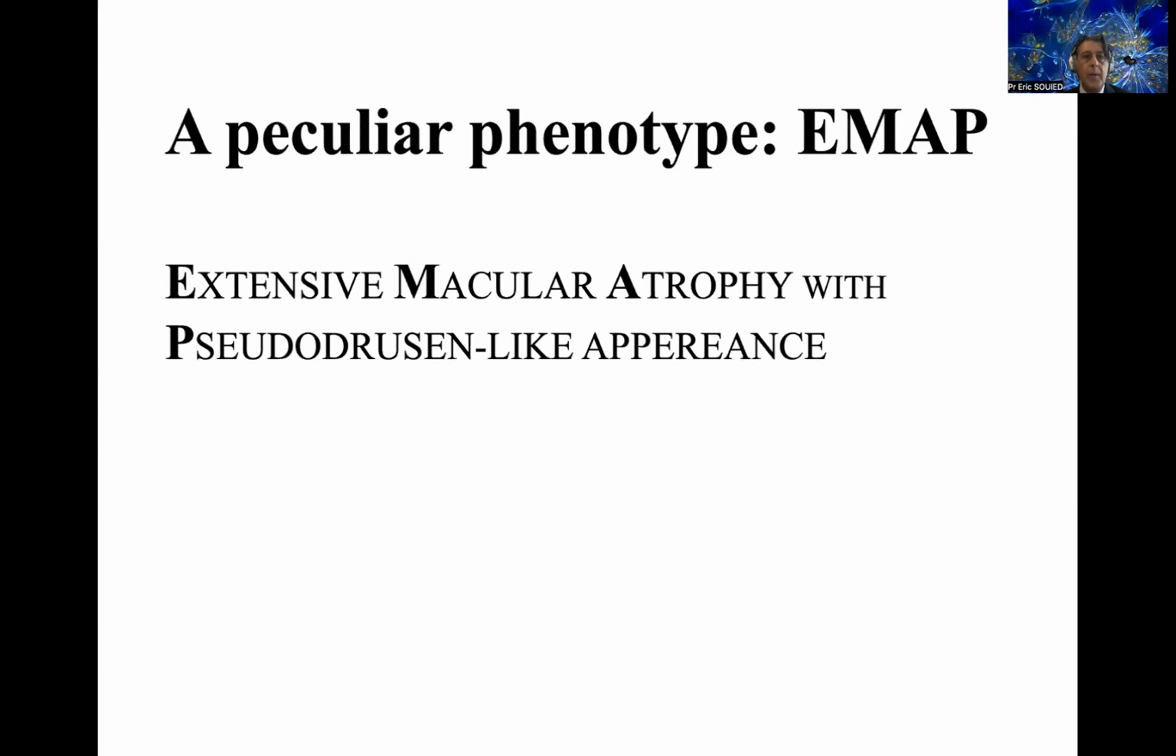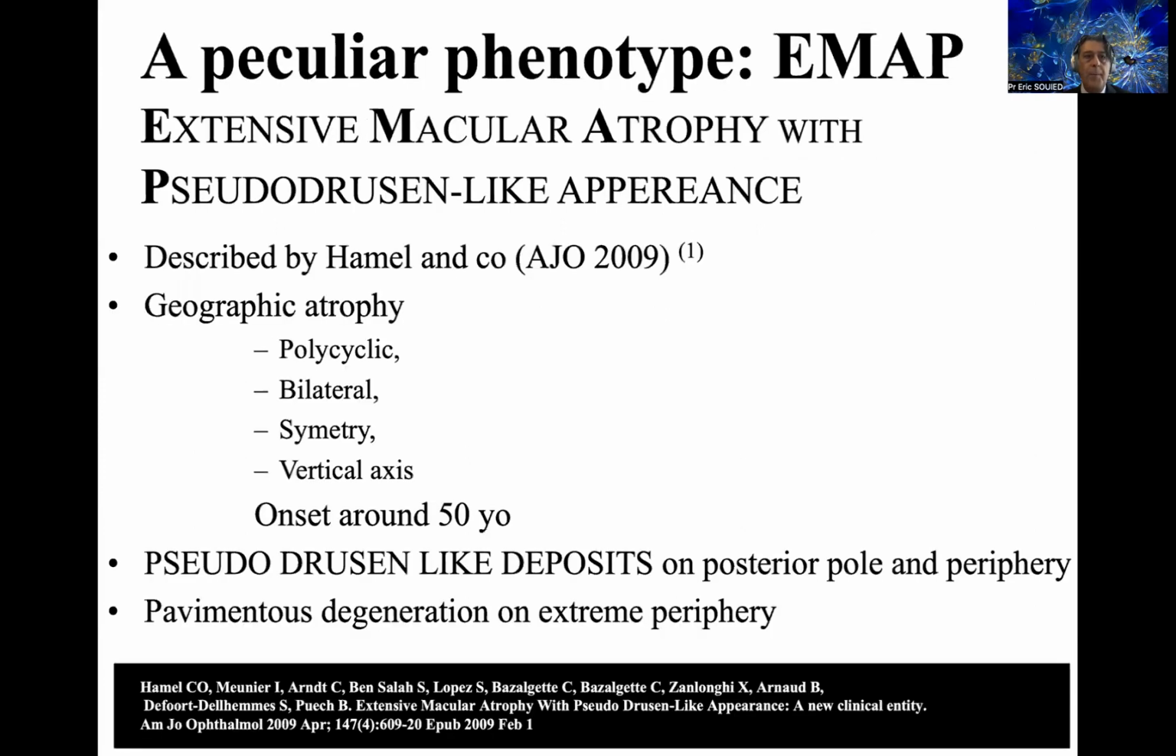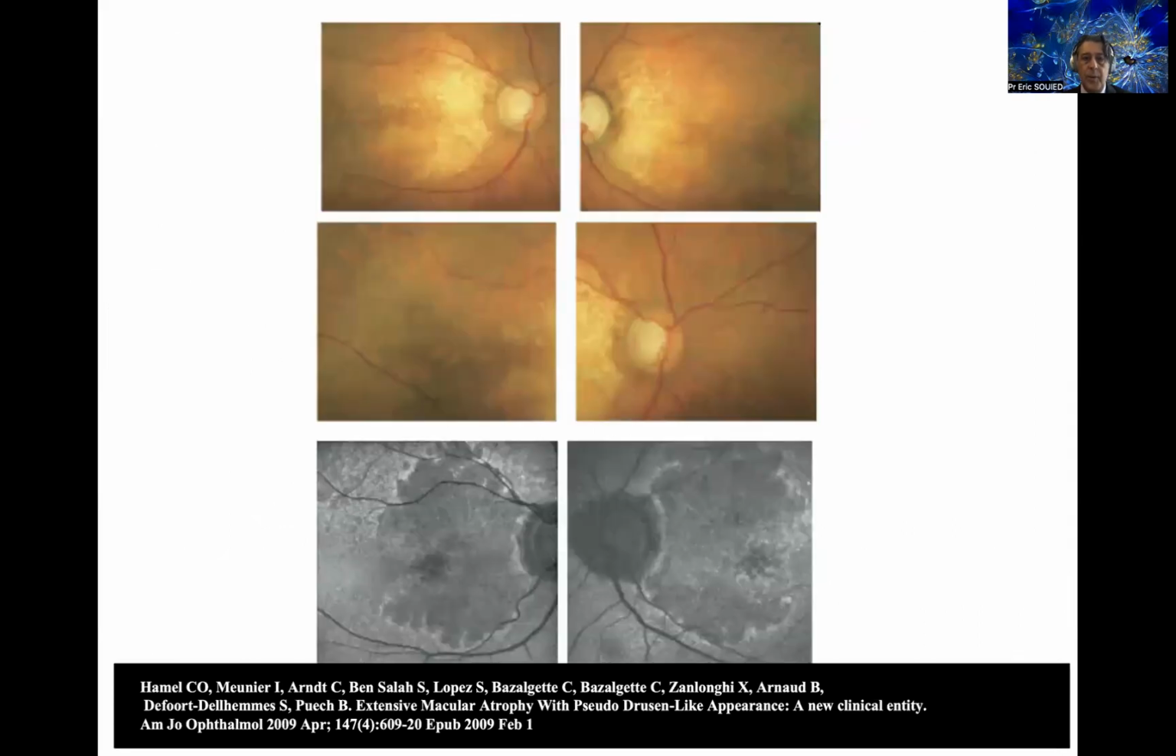We'll finish now with a peculiar phenotype, the EMAP, that was described by Amel some years ago. It's a kind of GA with polycyclic borders, bilateral symmetry, and a vertical axis. One of the facts is that it occurs in younger patients, around 50 or 60 years old, associated with pseudodrusen-like deposits and pavingstone degeneration in the extreme periphery. Here is a complete phenotype.